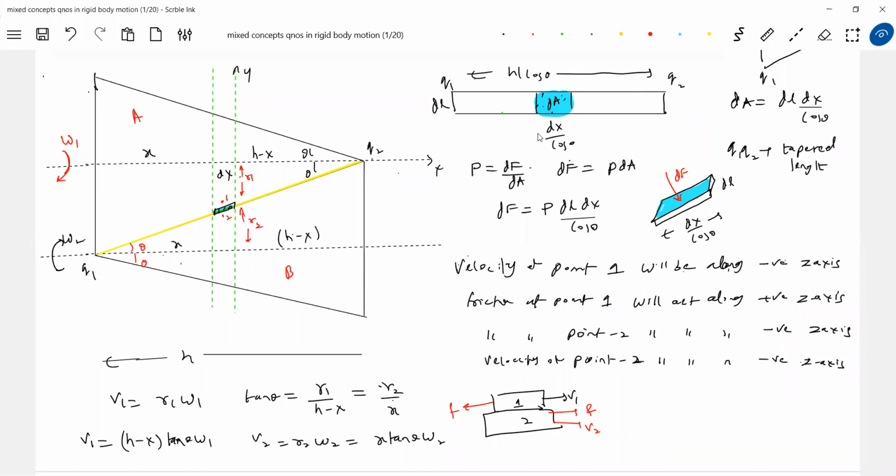Now, definitely, there is a torque acting, this friction F times the radius. Friction at point 1 will act along the positive direction. The friction acting here will set up a torque. And how will that torque be? Opposite to the angular velocity.